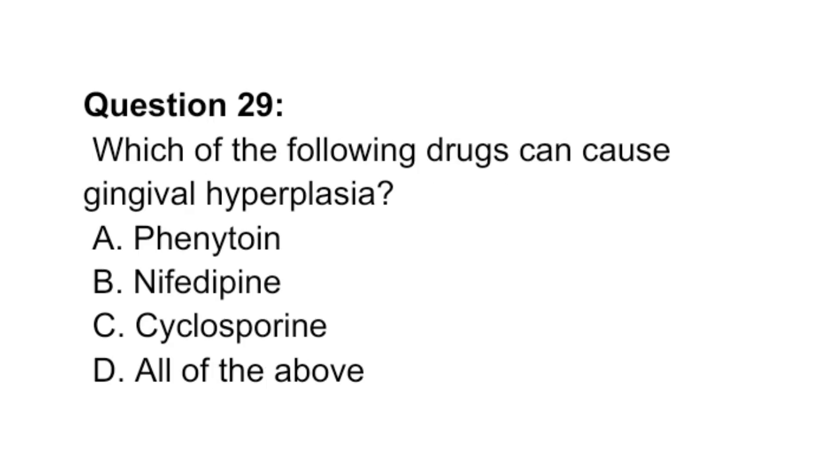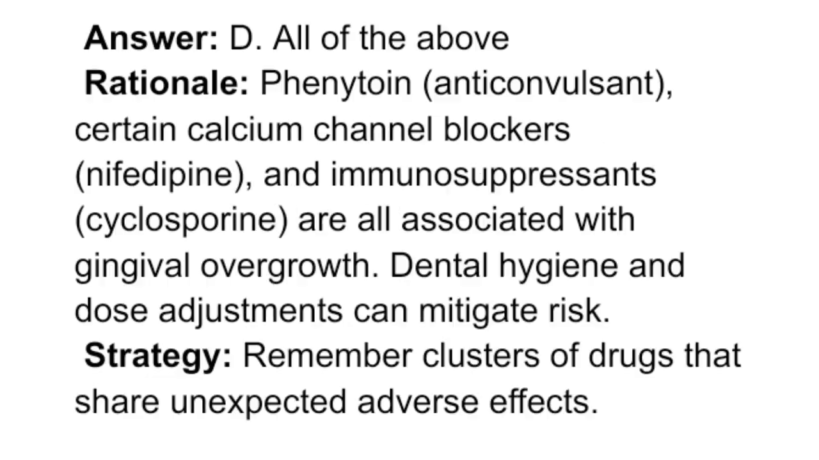Question 29. Which of the following drugs can cause gingival hyperplasia? A. Phenytoin. B. Nifedipine. C. Cyclosporin. D. All of the above. Answer: D. All of the above. Rationale: phenytoin, an anticonvulsant, certain calcium channel blockers like nifedipine, and immunosuppressants like cyclosporin are all associated with gingival overgrowth. Dental hygiene and dose adjustments can mitigate risk. Strategy: remember clusters of drugs that share unexpected adverse effects.